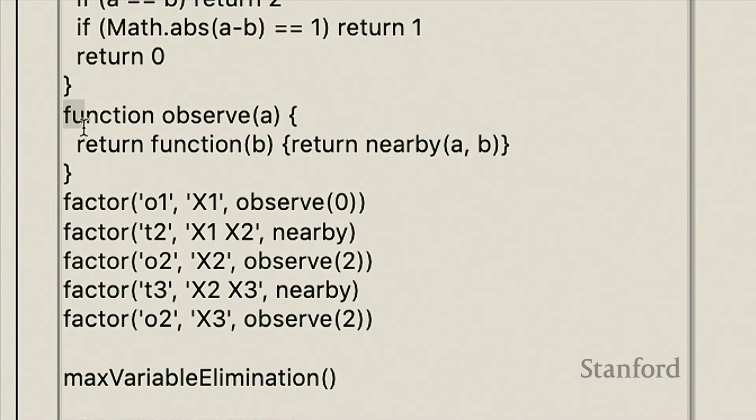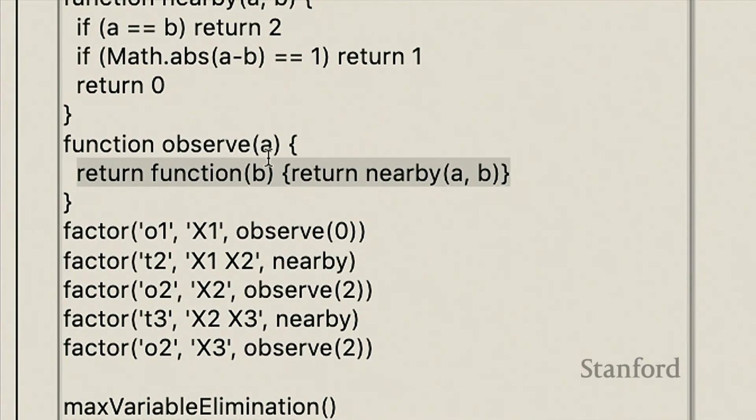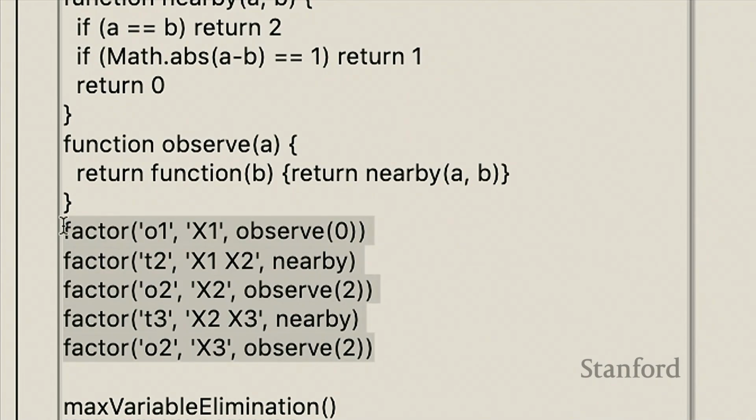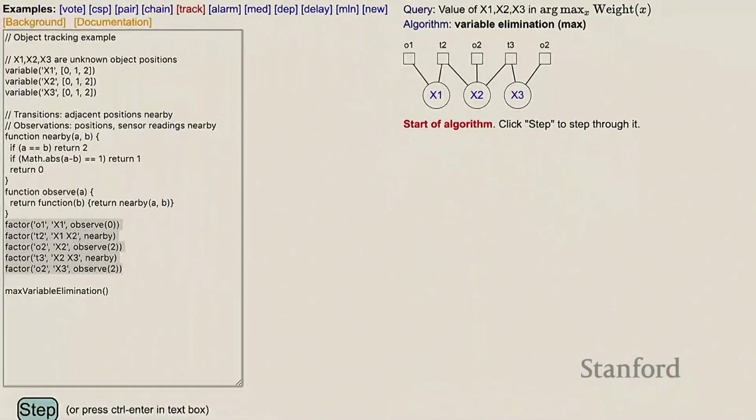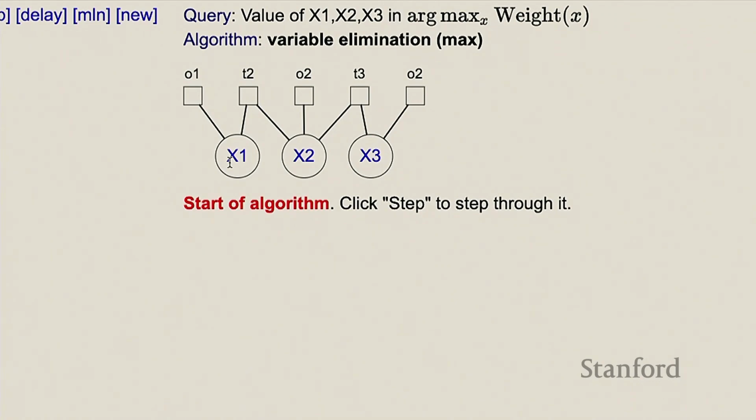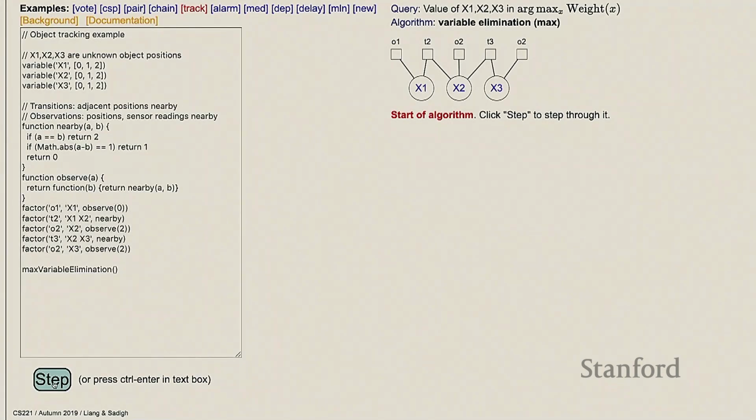And then we have this observe function, which is a higher-level thing. You could say it preloads our nearby function with a variable. And we're going to create our factors. And then this is what it looks like. So we have 3 variables: x1, x2, and x3. Our observation factors are unary. Remember, they say you have to be close to the sensor. And then our transition factors are binary, and that says you can't move too much between time steps. And you can run it.